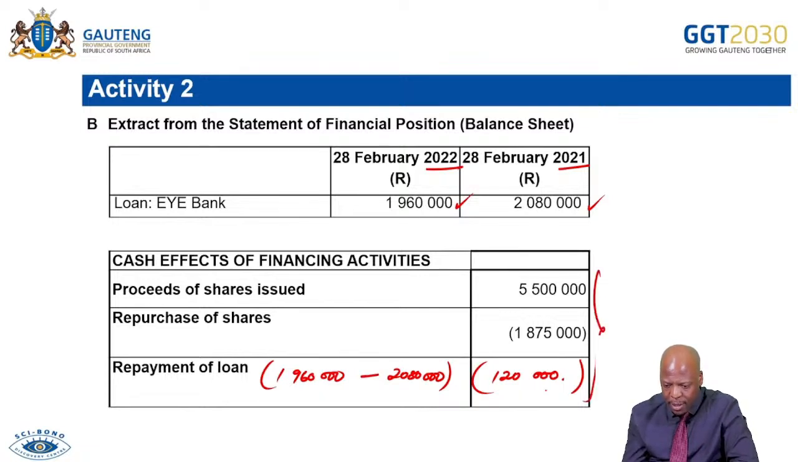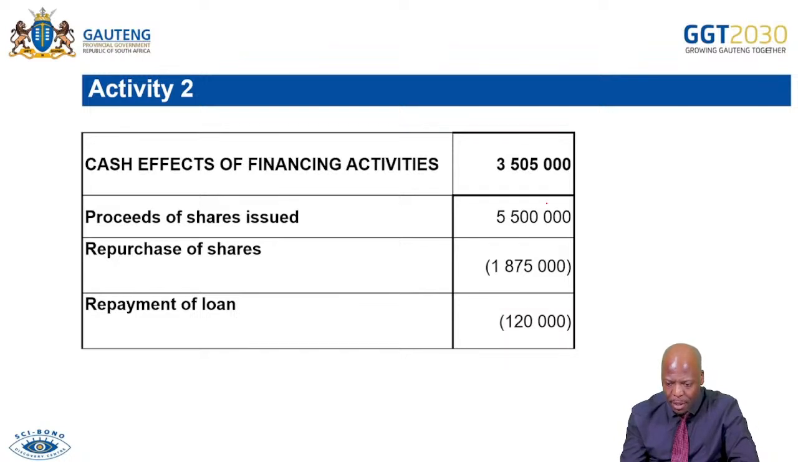That means I can conclude this part now. You're saying your 5.5 million, which is a positive, minus 1,875,000 minus 120,000. How much do we get? We end up with 3,505,000 over there.